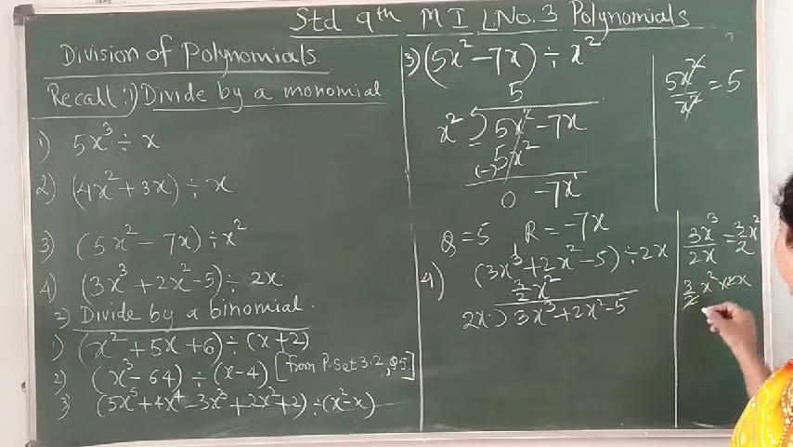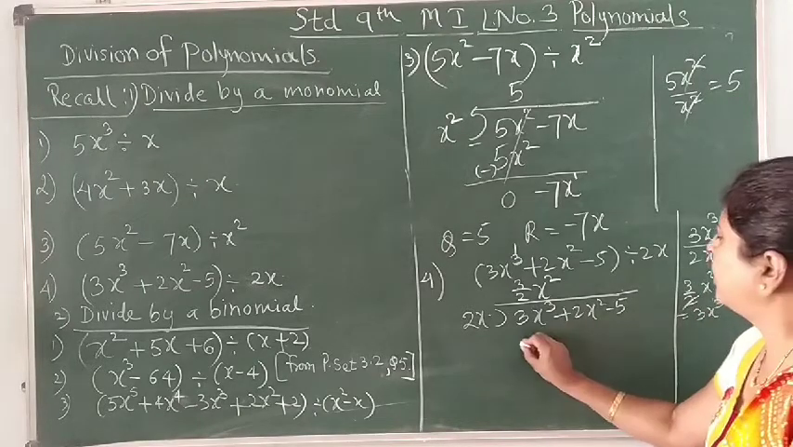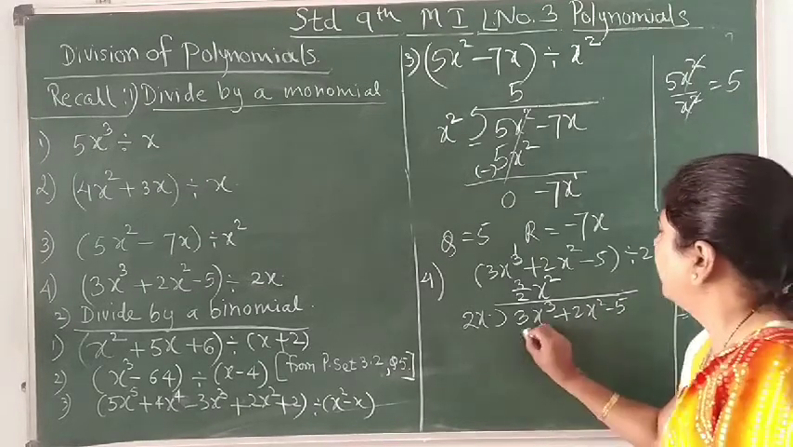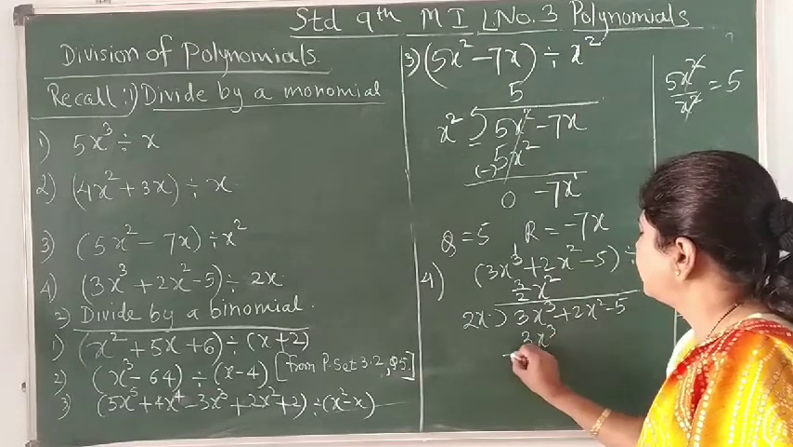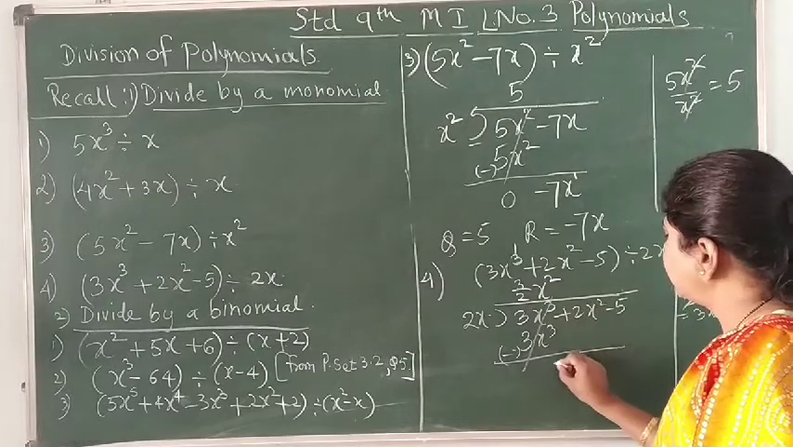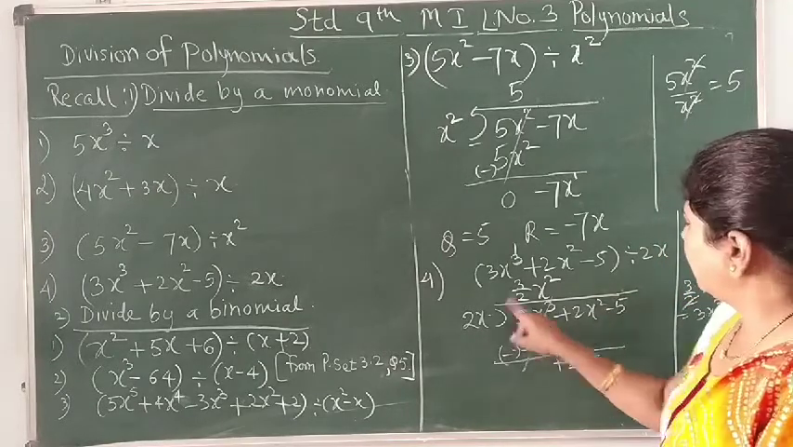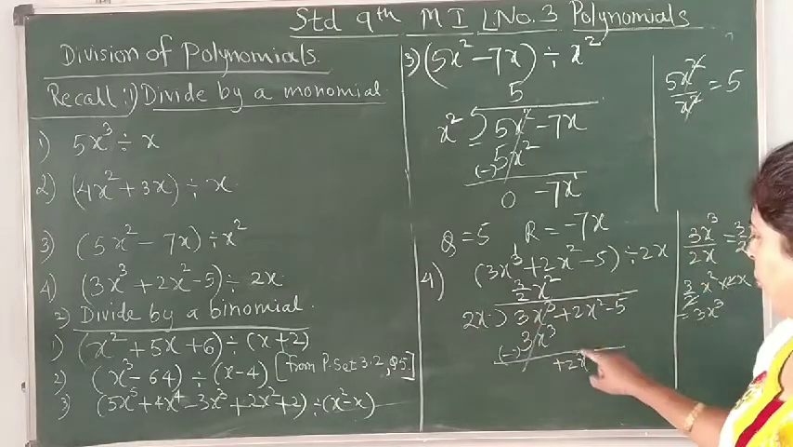You can see that 2 gets cancelled. 3x cube, this is the product. So you can write this 3x cube product over here. Subtraction sign, 0. Now taking this plus 2x square. Now by which term should you multiply 2x to get 2x square?